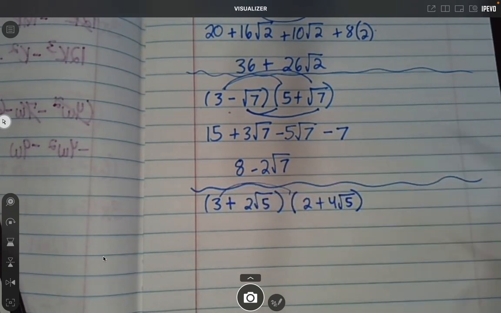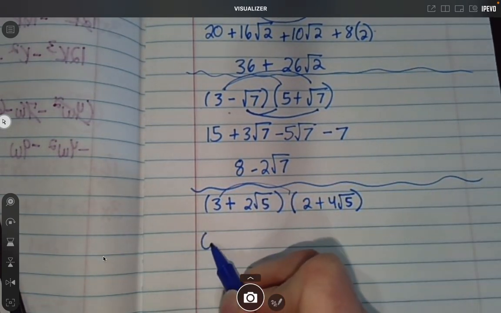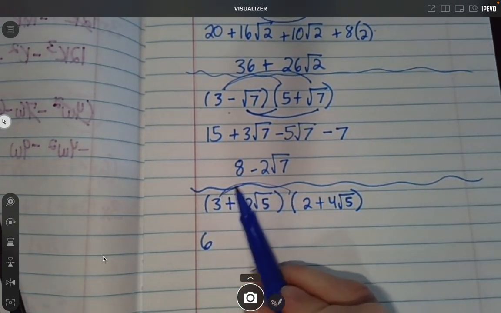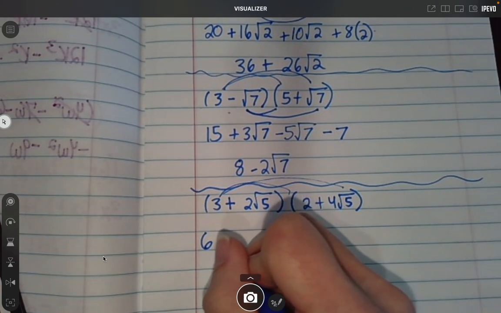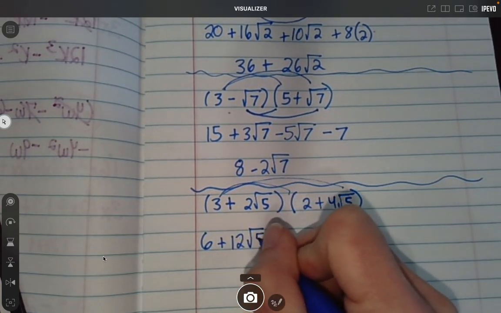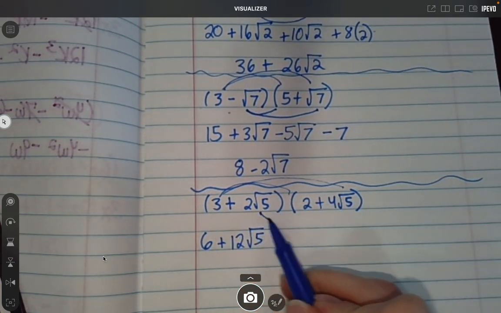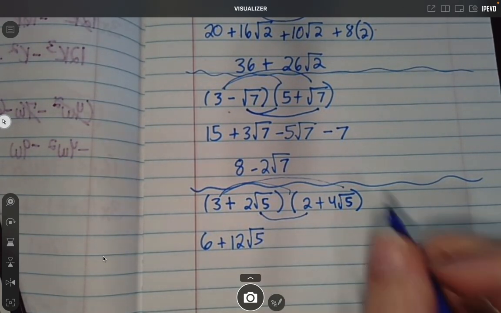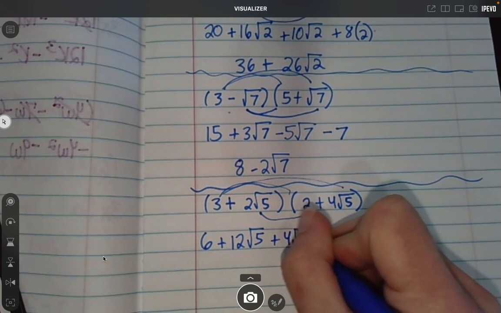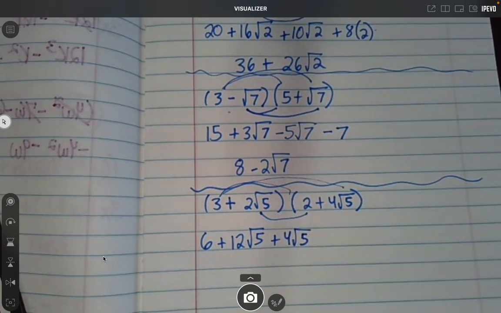So what's 3 times 2? 6. 3 times 4 square root of 5. What's 3 times 4? 12 square root of 5. And then 2 square root of 5 times 2. What's that one? 4 square root of 5. Is everybody okay so far?